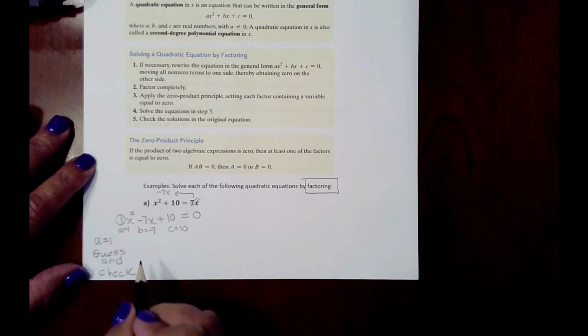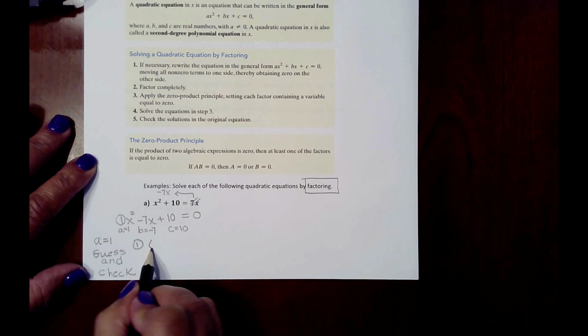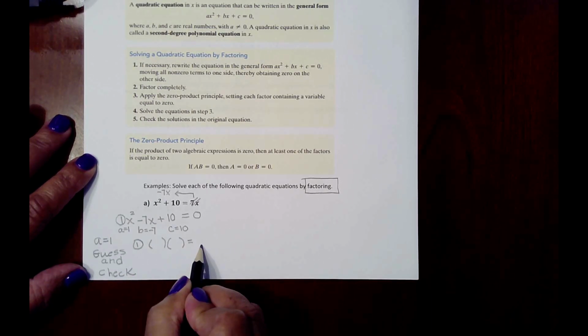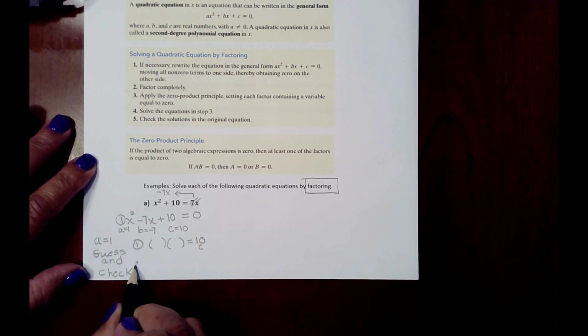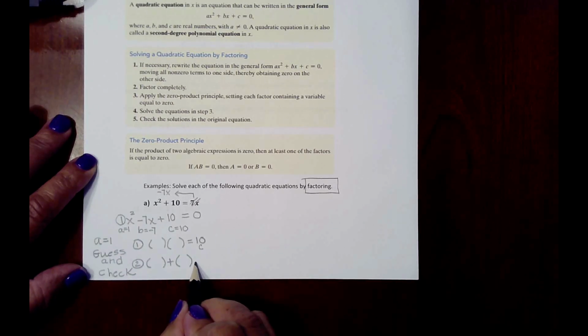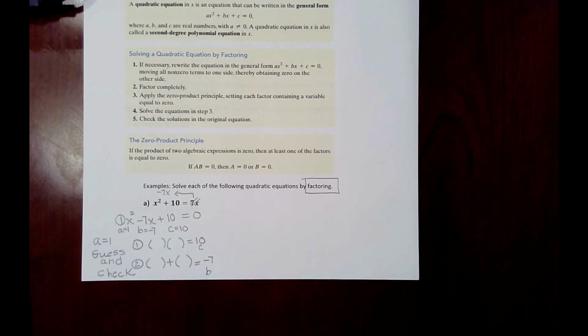Okay, this method starts like this. Step 1, you're going to be looking for two numbers that multiply together to give you the C value, which in this case is 10. And in step 2, we want to sum the two numbers you just used in step 1 to get the B value, which in this case is negative 7. Okay, and you want to make sure that you're getting the signs right in everything.